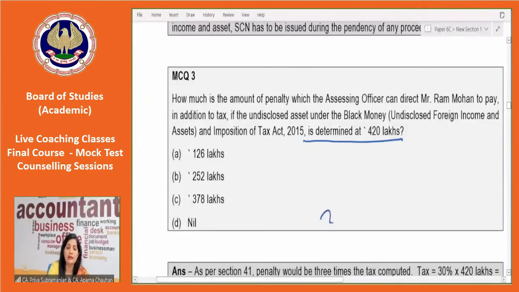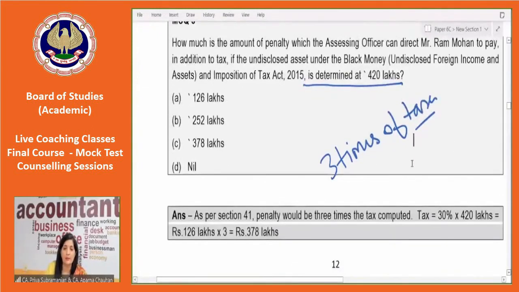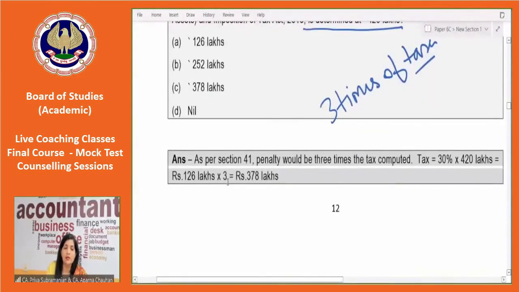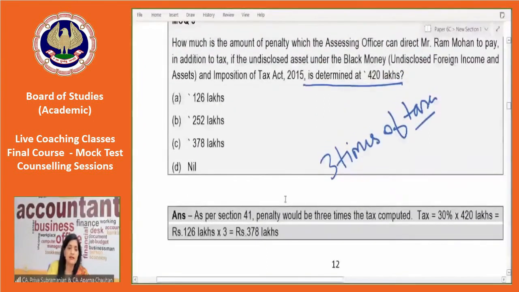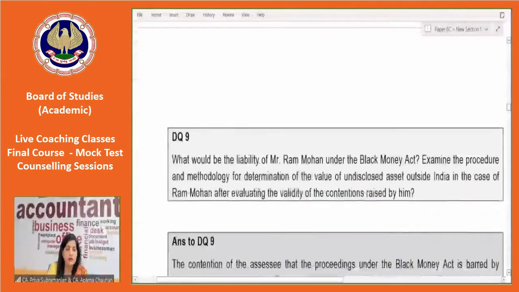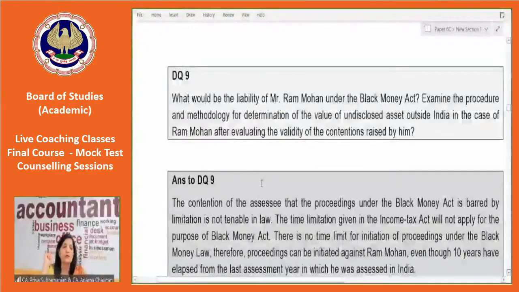It is 3 times the tax computed. The penalty can be levied under section 41. This is 420 lakhs. 30% of 420 lakhs is 126 lakhs, into 3 times, so 378 lakhs is the penalty amount. This is a very simple question which can be directly answered based on the provision itself. Simple question. On these facts, one descriptive question has also been asked.